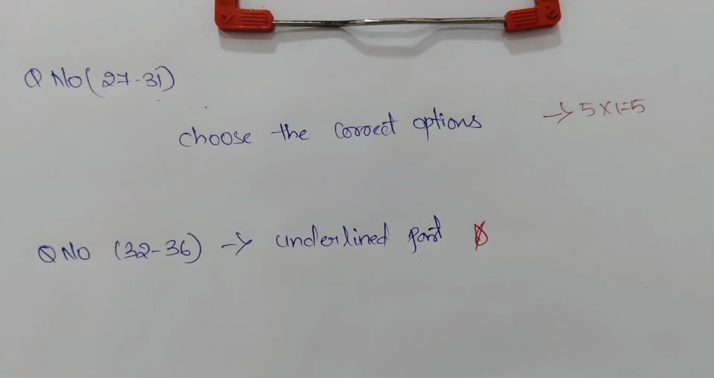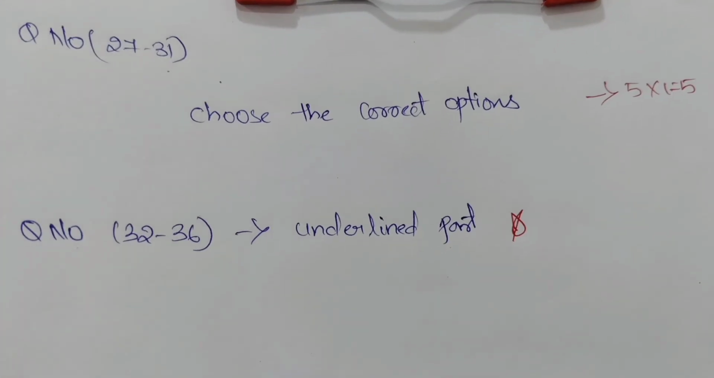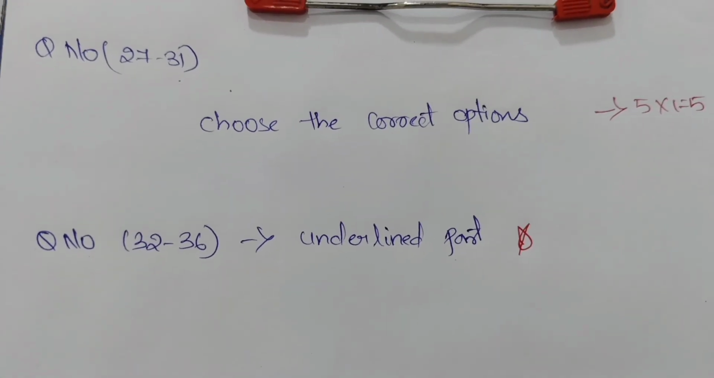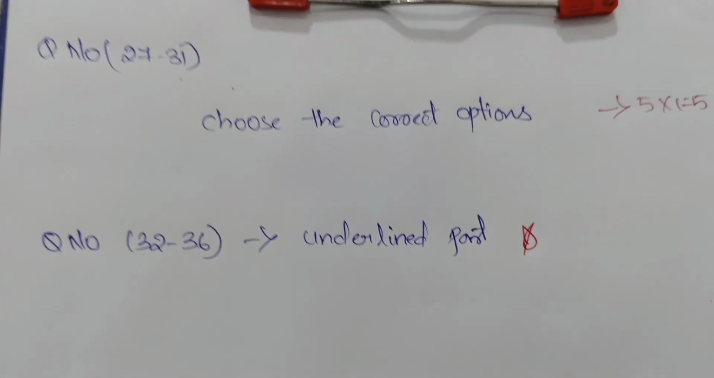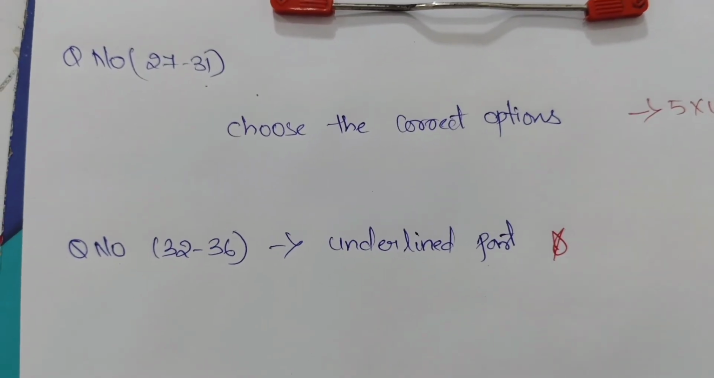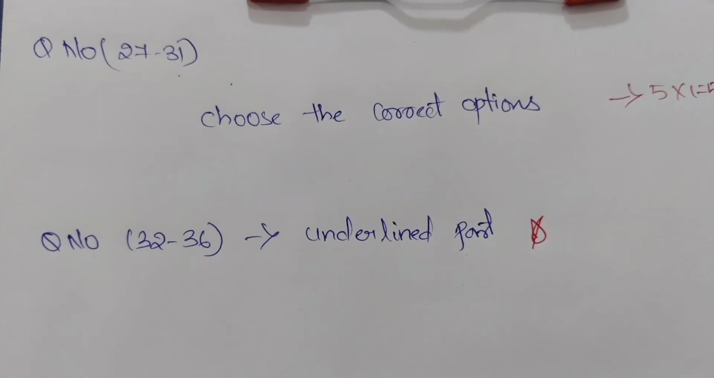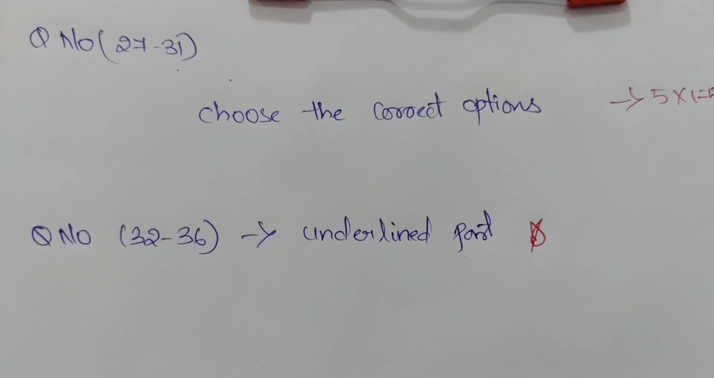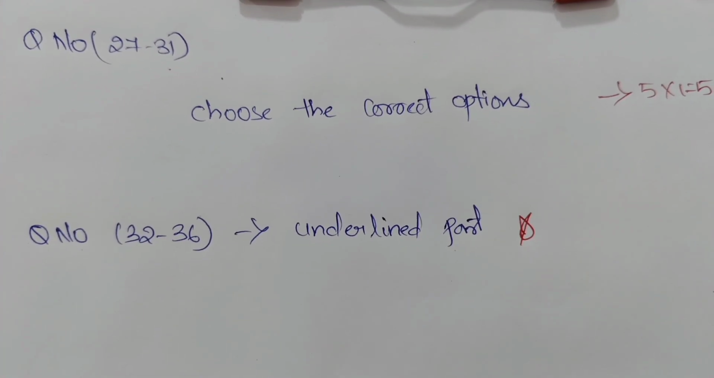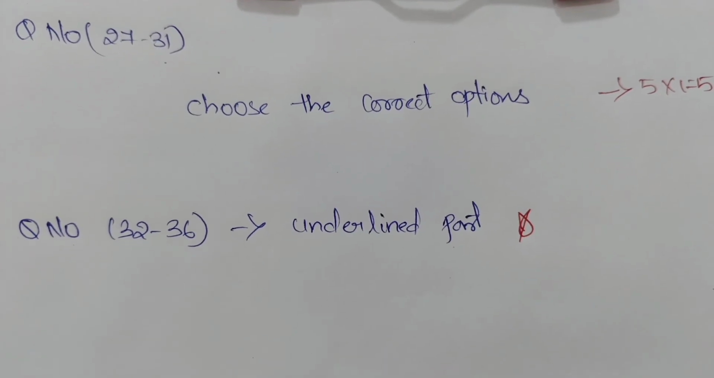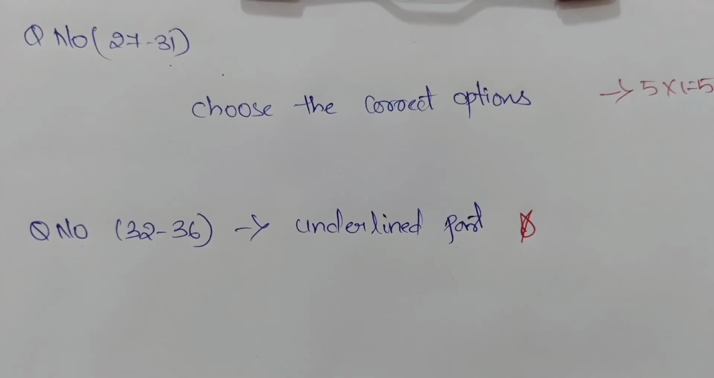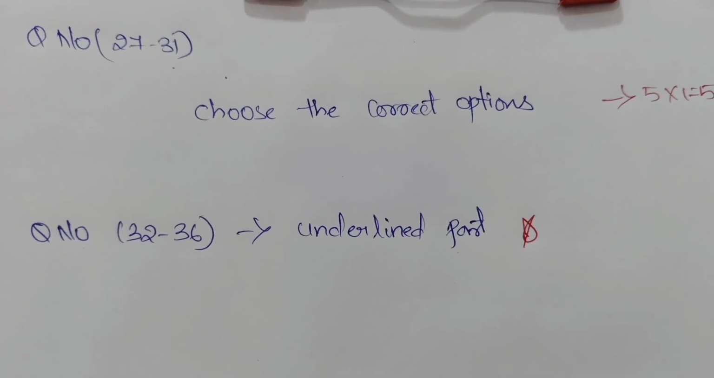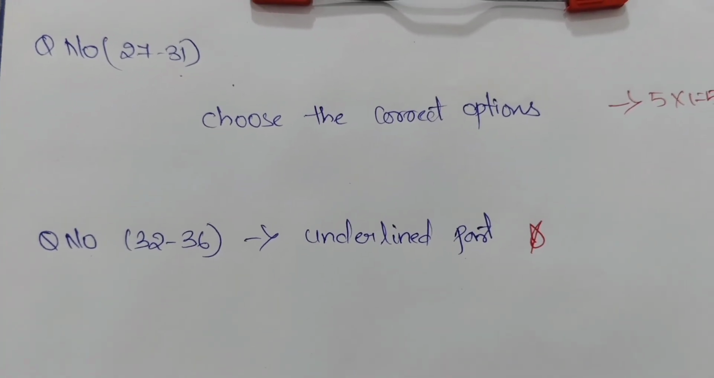Now next one is question number 27 to 31. Choose the correct options. They'll be giving one passage, and you need to choose the correct options. This is also a bit difficult for the people who don't know how to form sentences and who are very bad in grammar. I request you to please understand, there will be so much confusion when you are choosing the options, but you need to understand the passage again and pick the correct option for that.